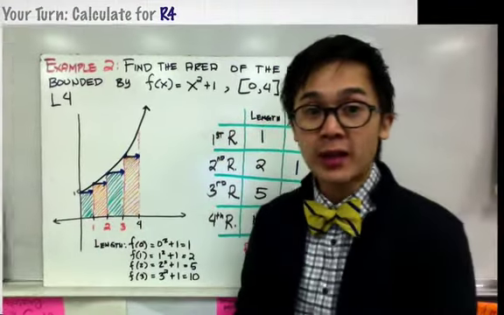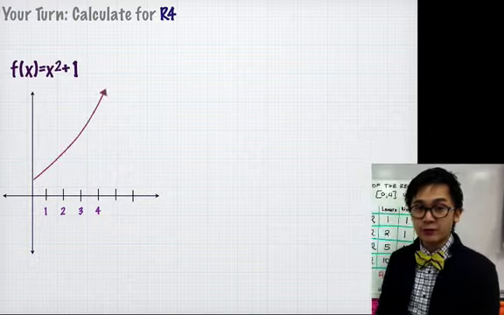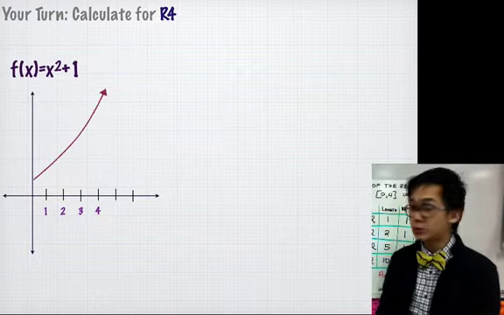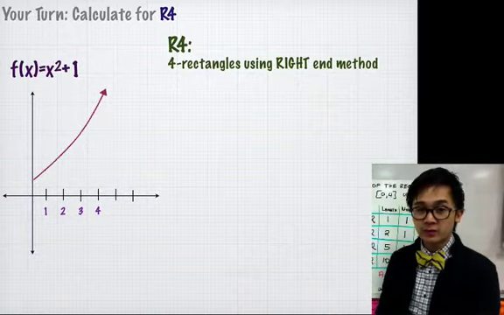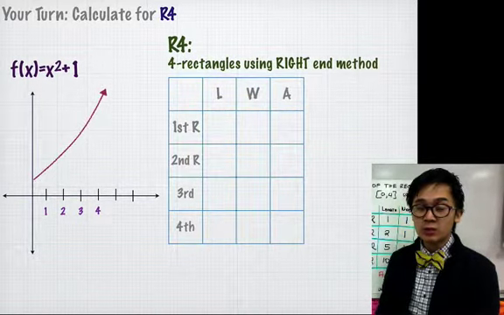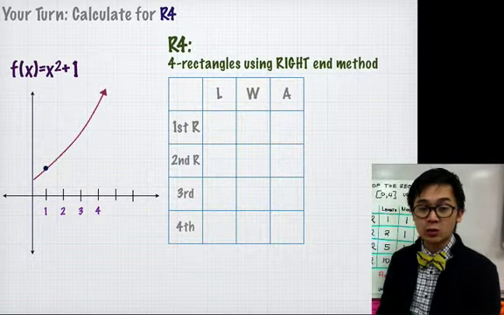So, sa function na to, x squared plus 1, meron akong graph. Ito yung graph ng aking function na x squared plus 1 na parehas dun sa graph ko nung una kong mga examples. Kailangan ko ng 4 na rectangles, but this time, I'm going to use the right-hand method or right-to-left method. So here, magsa-start ako ngayon sa gawing kanan, which is yung pinaka-rightmost nung first rectangle ko will be at 1.